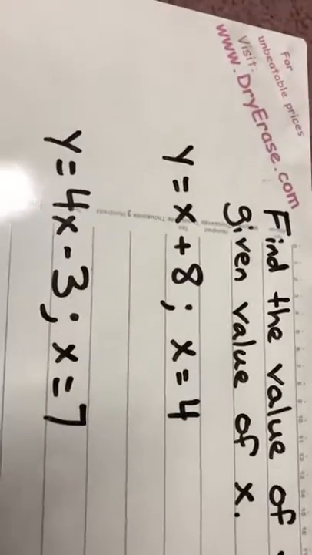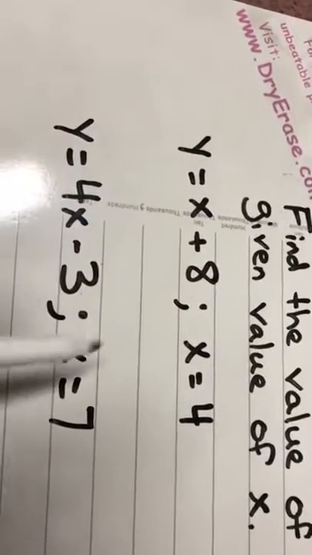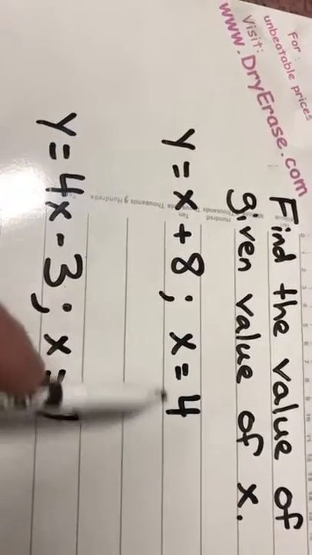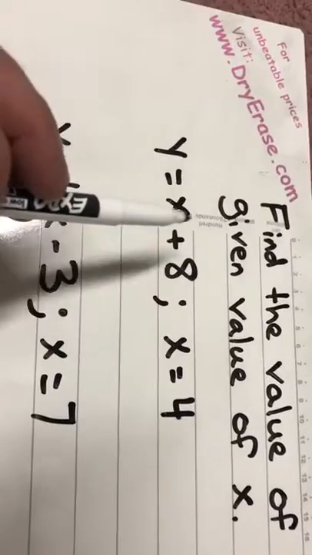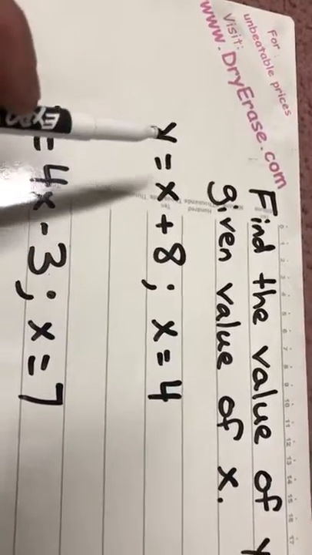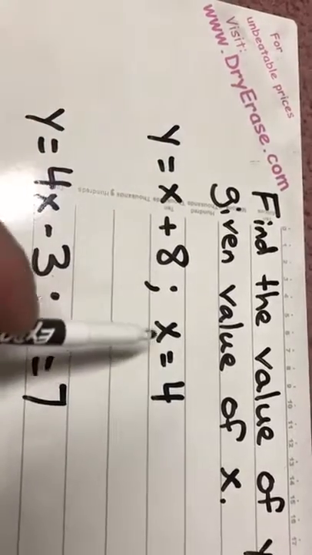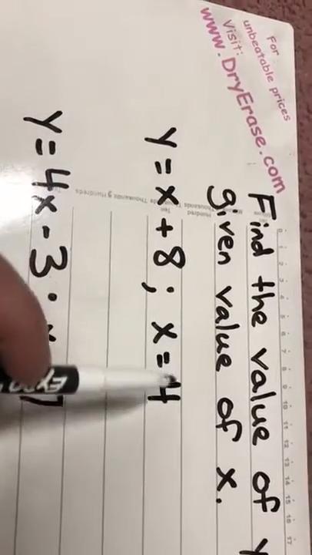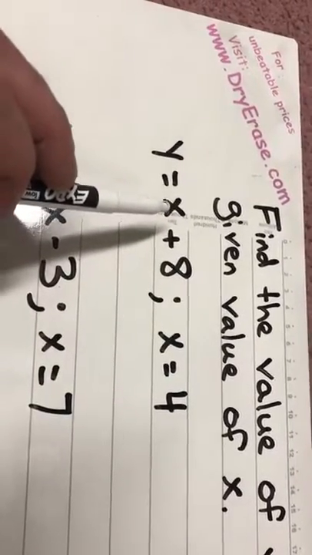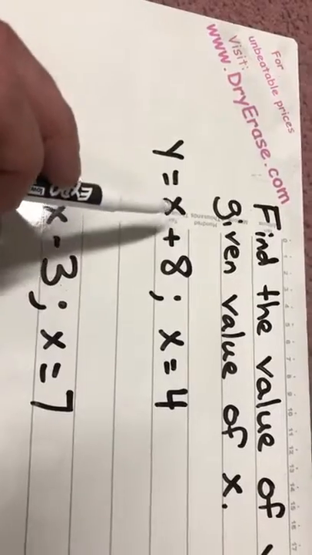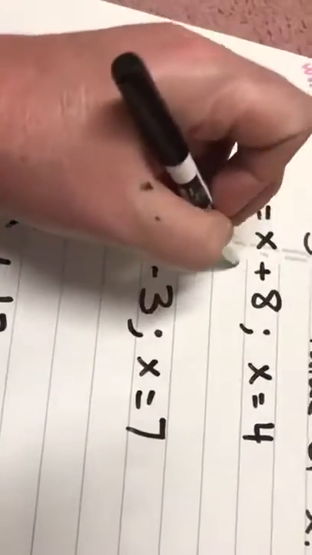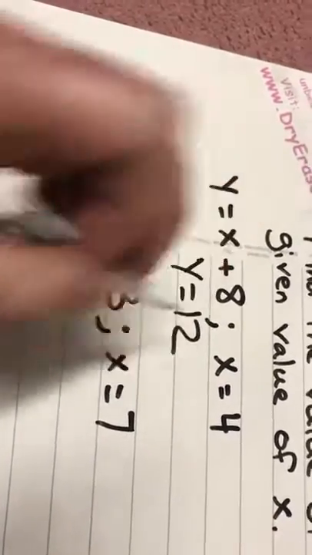What they want us to do here is take the value they give us for x. In this first example, it's x equals 4, and they want us to plug it into this equation. Our job is to figure out what y equals. It says y equals x plus 8, and x equals 4. So I'm going to plug 4 in for x. That means y equals 4 plus 8. Well, 4 plus 8 equals 12. So for this first one, y equals 12.